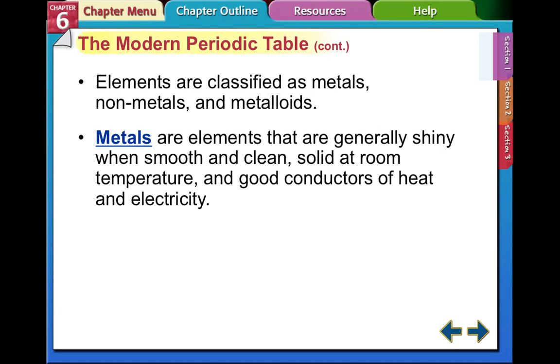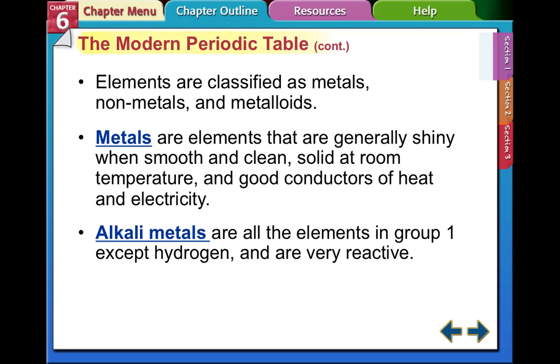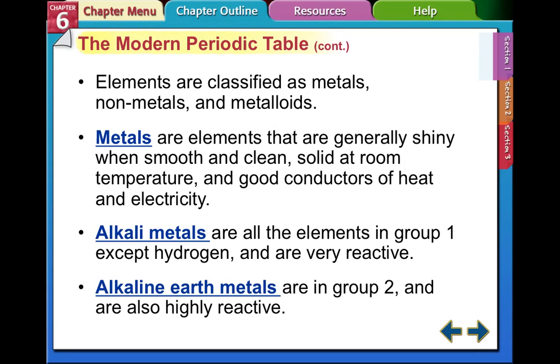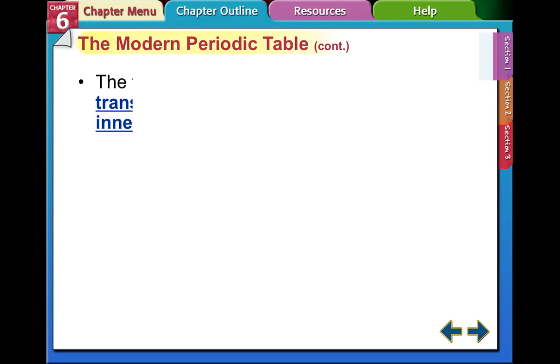Okay, elements are also classified as metals, nonmetals, or metalloids. Metals are elements that are generally shiny when smooth and clean, solid at room temperature, and good conductors of electricity. Alkali metals are those that are in group 1. Except for hydrogen, they're very reactive. Alkaline earth metals are in group 2, and they're also highly reactive.